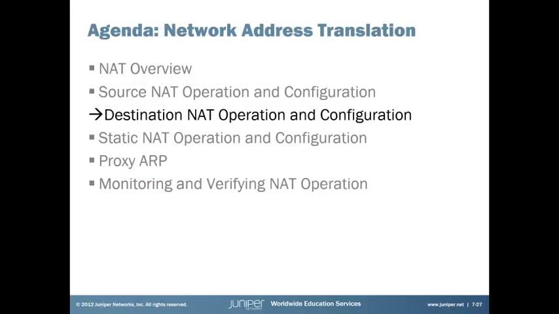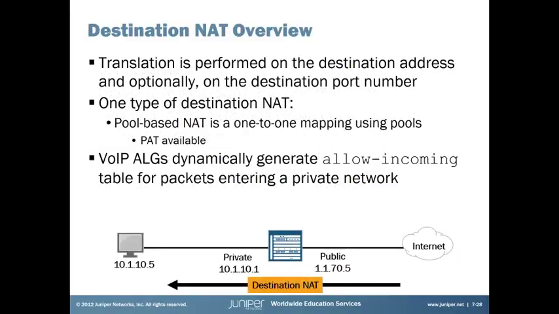Okay, so that was source NATing. Now, what about destination NATing? We gave a bit of a description of that at the beginning. Translation is performed on the destination address, optionally on the destination port number. In fact, quite usually you will do both. That's going to be a normal situation: you will do both.